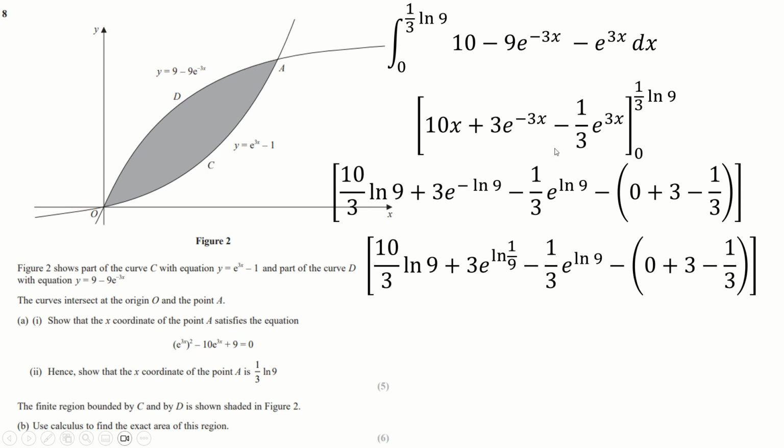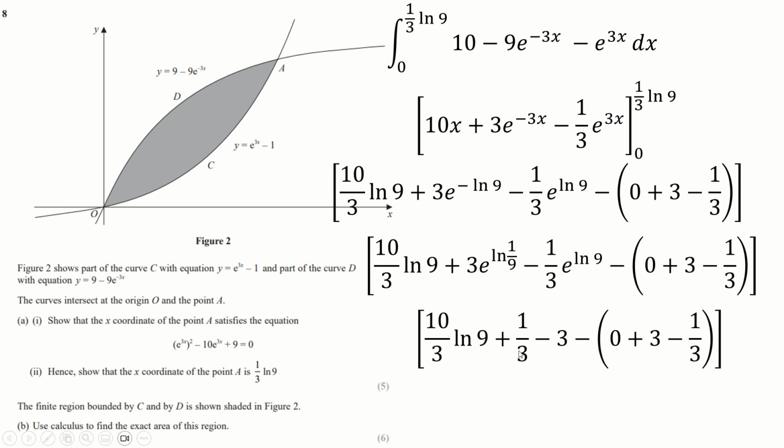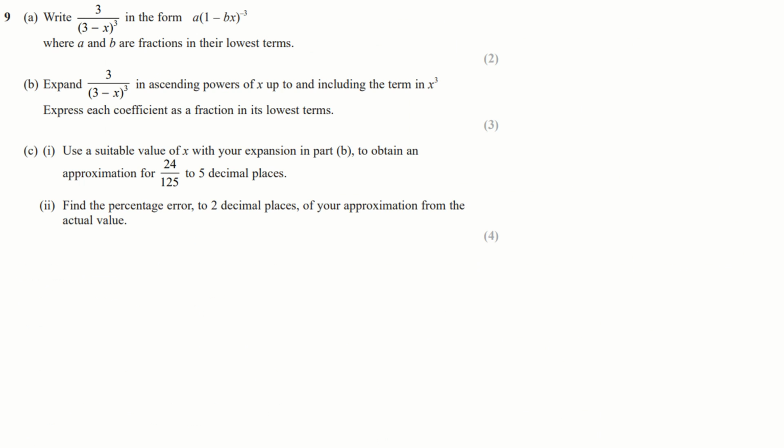For the zeros, of course, this makes 0, and then e to the power 0 is 1, so you just get 3 minus 1/3. Now the e's cancel with the logs, and then 1/9 times 3 is 1/3, and 9 times 1/3 is 3. And we end up with this, which simplifies eventually to this, which will be our answer in exact form, I guess, is one way of writing it.